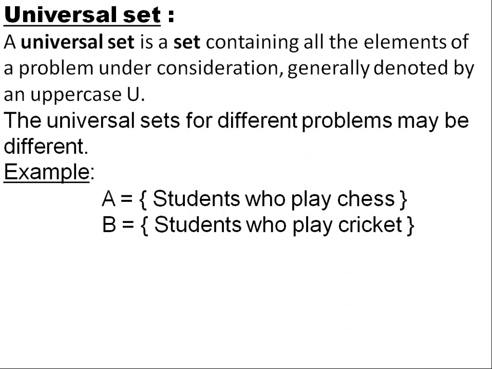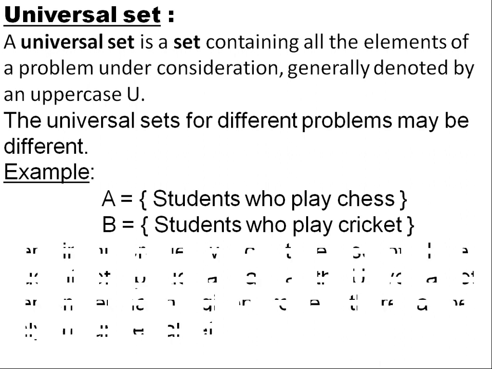So for every individual problem given to you, it contained a different universal set. Again, I am saying it, a universal set contains all possible elements of the given problem under consideration. Let us take an example. There is a set A which is equal to, within curly brackets, students who play chess. Similarly, we have a set B which is equal to, within curly brackets, students who play cricket. Now these are the two sets for the given problem.